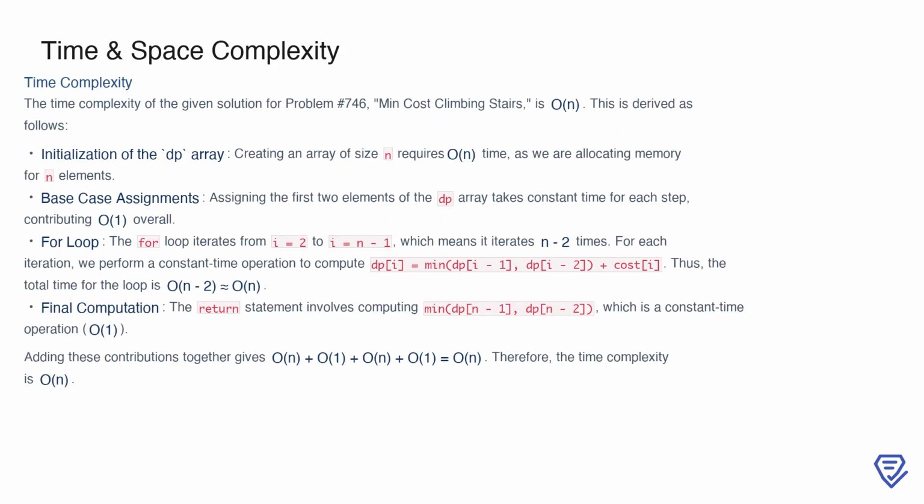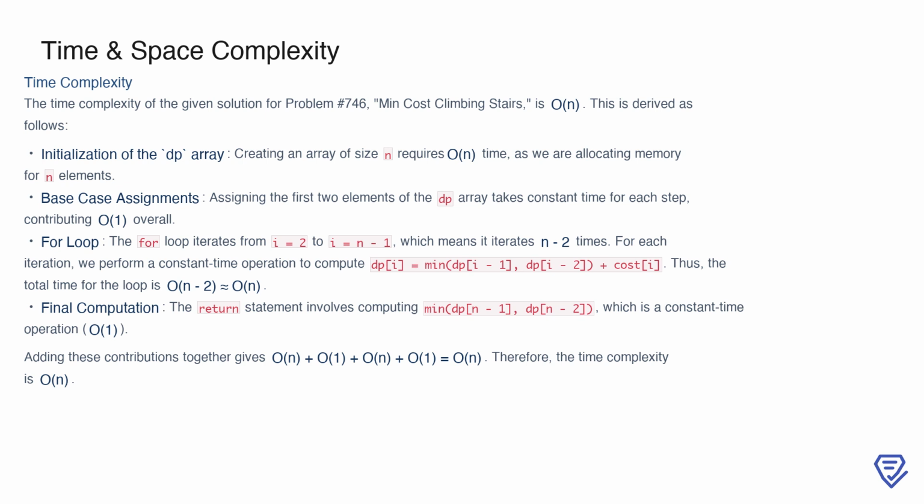The time complexity of this solution is O(n), and here's why. First, we initialize a dynamic programming array dp of size n. Allocating memory for these n elements takes O(n) time. Then, we assign values to the first two elements of the dp array as part of the base case. Since these are direct assignments, they together take constant time, O(1).